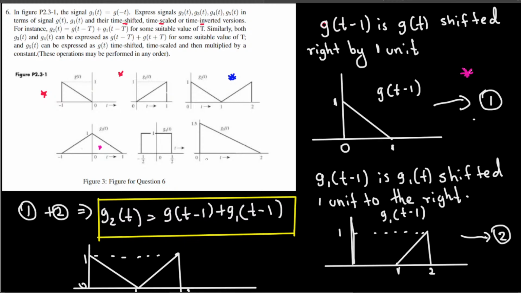So to make that one happen, we have to just move both of them, half unit to the right and half unit to the left. So which one to the right? g of t to the right, because here if you see, if I move this one only to the right, then only I can have this one at negative half. And if I move this one to the left, then only I can have this one at positive half. Okay, let's go ahead and do that.